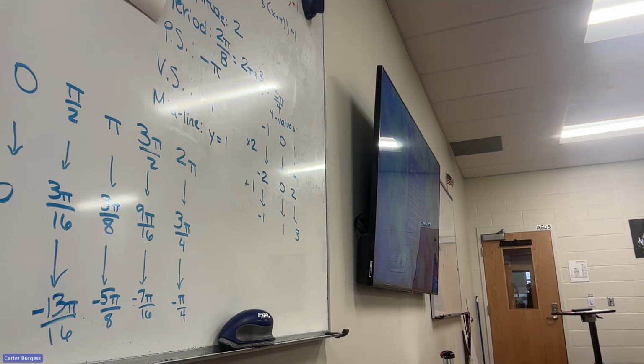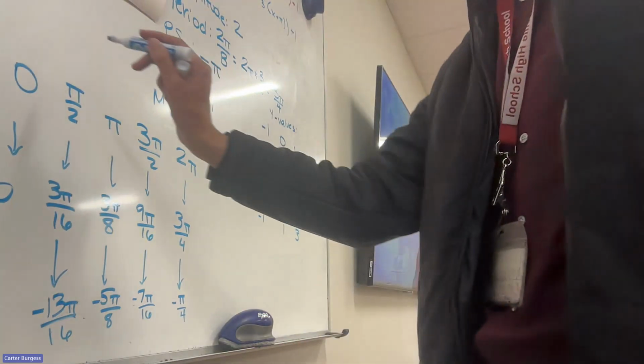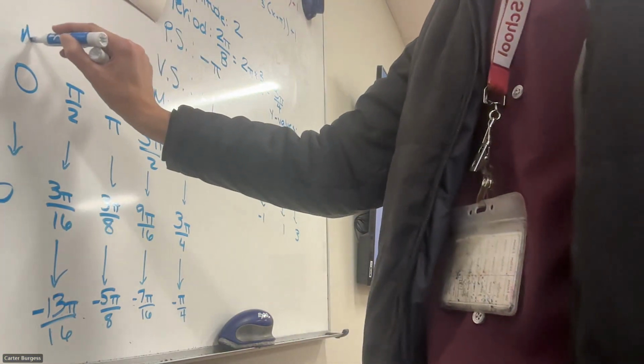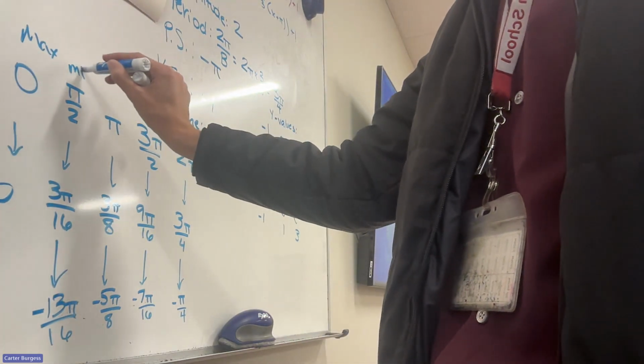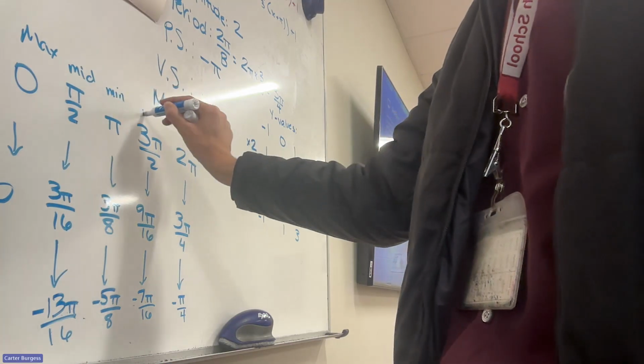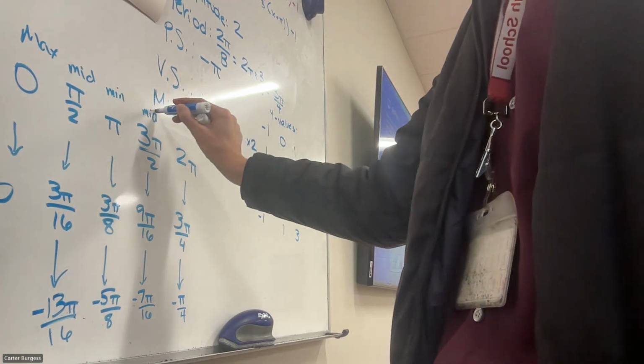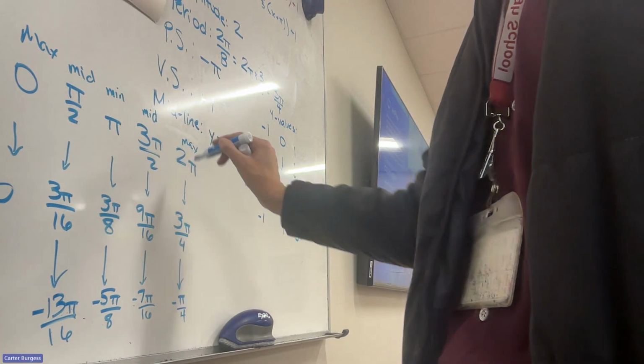Let's then, before we graph, we have one more thing to talk about. Because my function is cosine, what's the pattern that these are going to follow? Max, mid, min, mid, max. Okay.